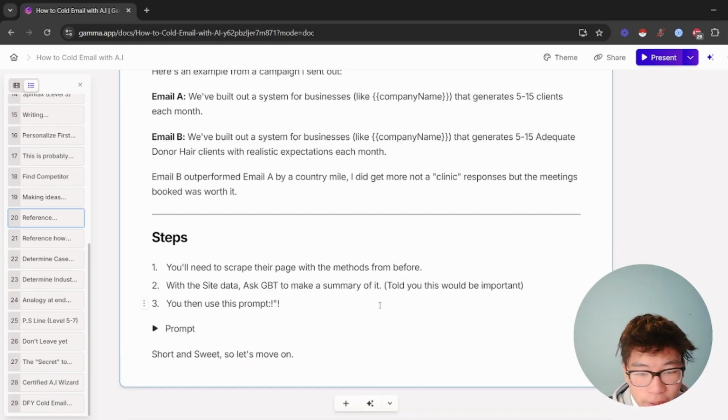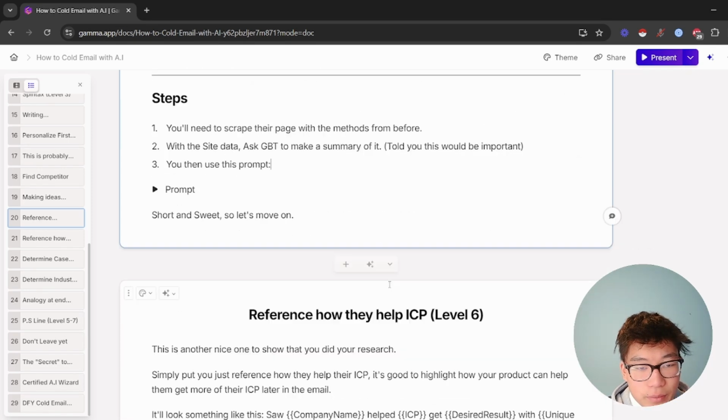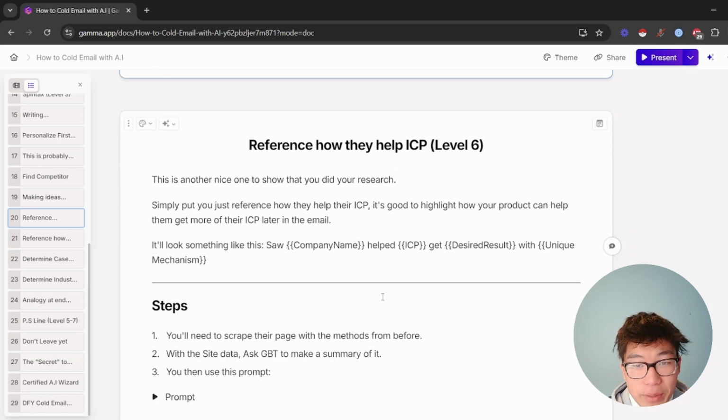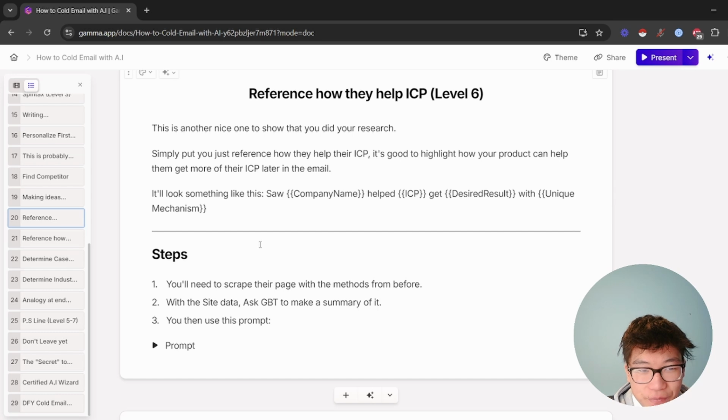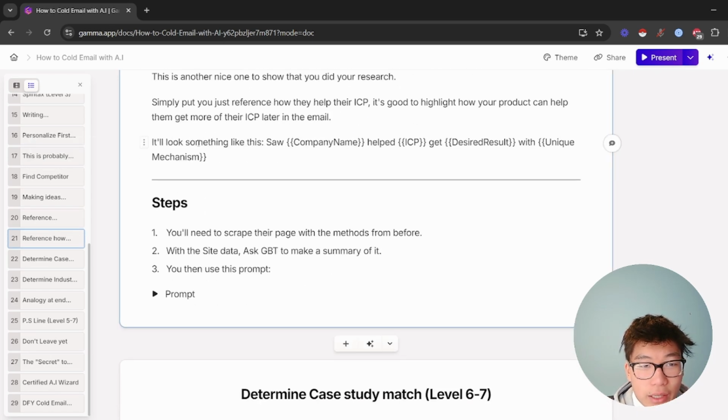Awesome. So that's short and sweet. So let's move on. It's very simple and it doesn't take a lot. So reference how they help their ICP. This is another nice little simple one that you can run and definitely doesn't take as much brain power or back end as you think you do. It's another nice one to show that you did your research. Simply put, you just reference how they help their ICP. It's good to highlight how your product can help them get more ICP later in their email. So it'll look something like this.